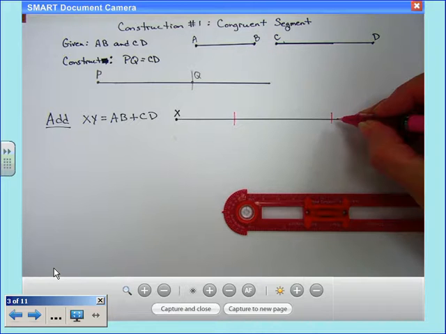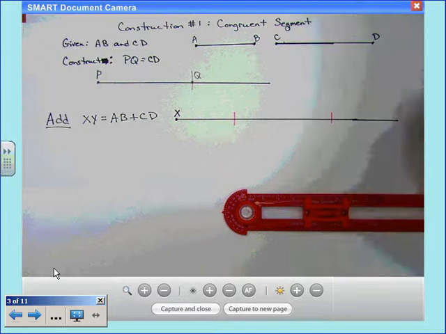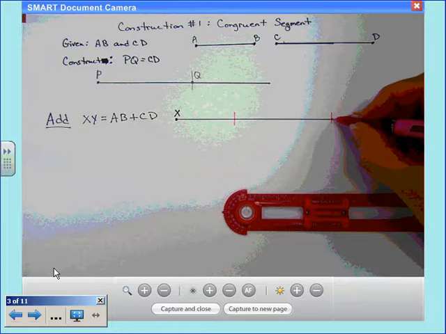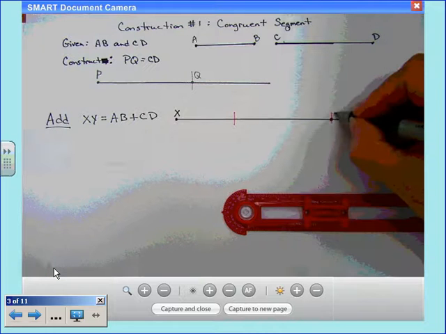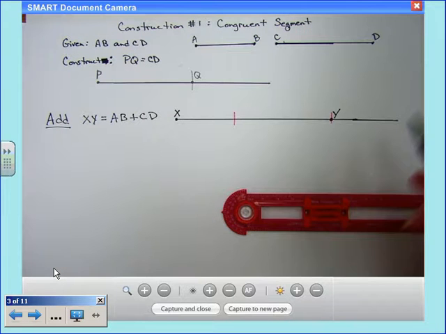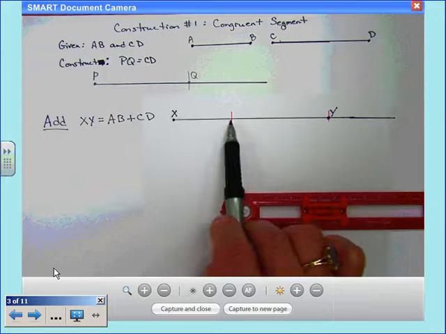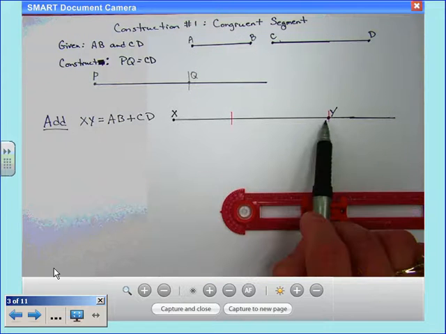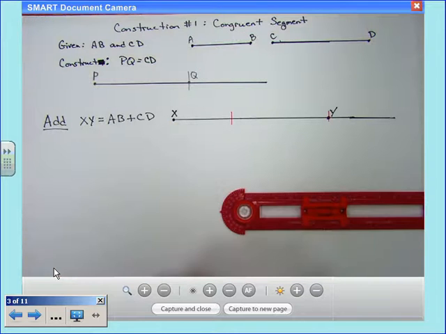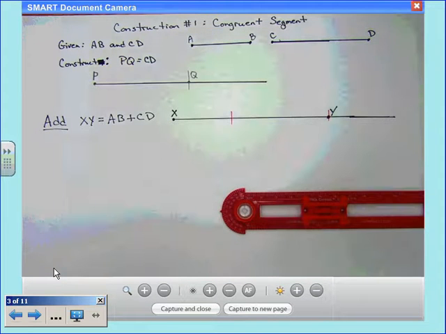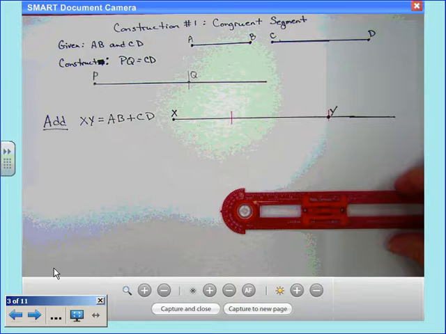Now the question is, am I done? Is this point Y? Yes, it is. That's point Y. So what we have is the length from A to B added to the length from C to D, and segment XY is the sum of those two, the total of that length. That's adding segments.